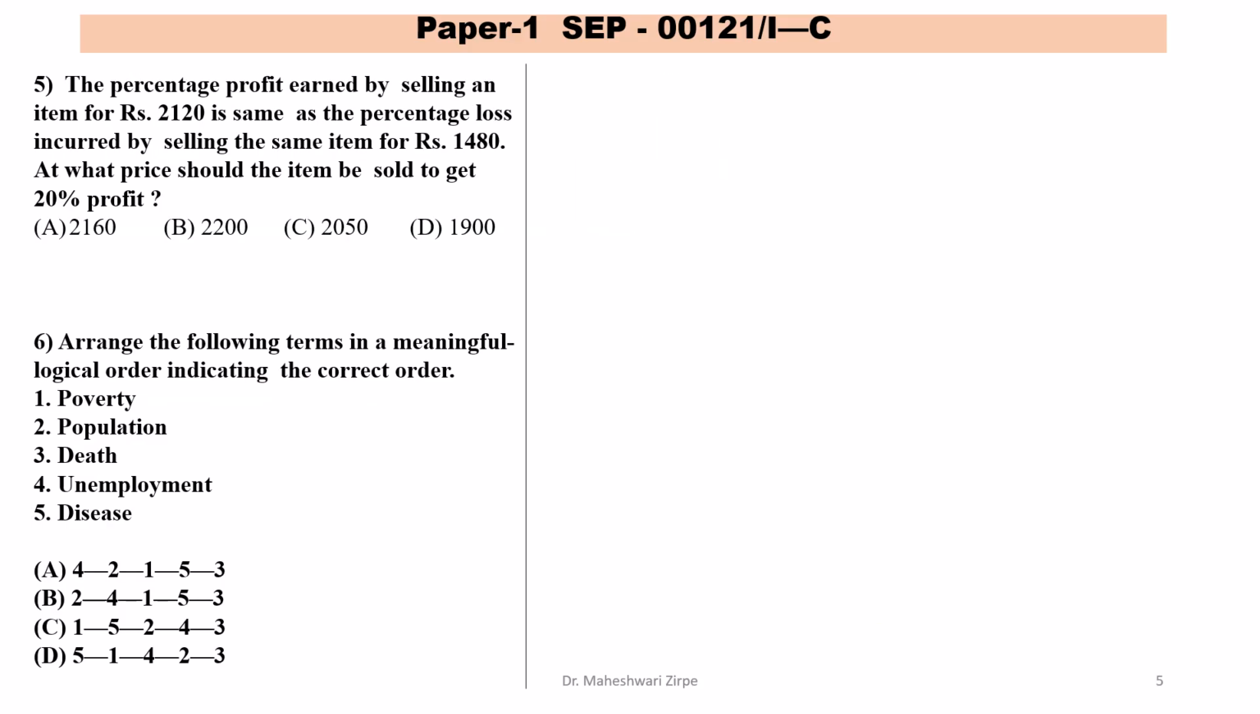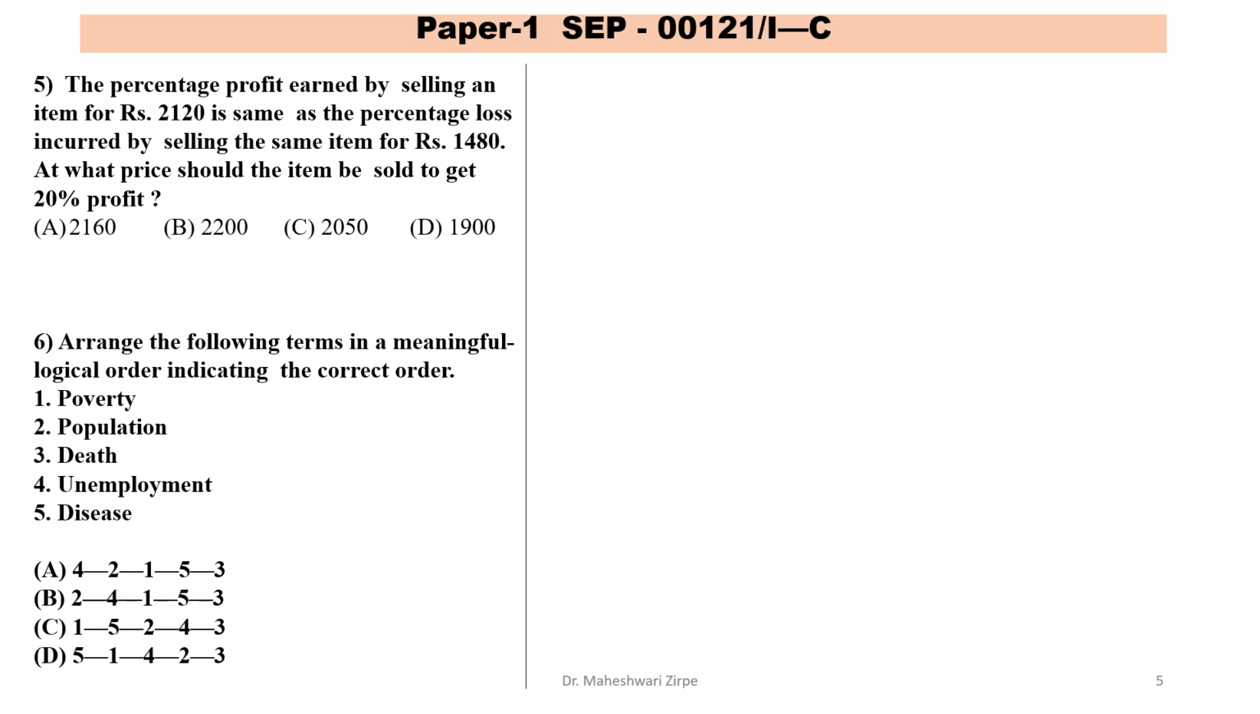Let us see the next one. The percentage profit earned by selling an item for rupees 2120 is the same as the percentage loss incurred by selling the same item for rupees 1480. What price should the item be sold at to get 20% profit? So this is your cost price, selling price numerical.